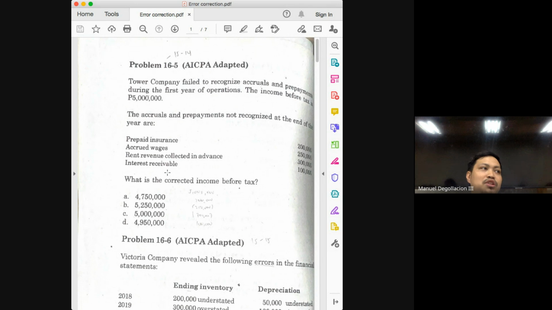For example, prepaid insurance. What's the partner for your prepaid insurance? Insurance expense. For your accrued wages, what is the partner? You have your salaries expense, or simply your salaries and wages. For your interest receivable, what's the partner? It would be your interest income. So understand, class, that your accruals and prepayments have a connection to your net income.